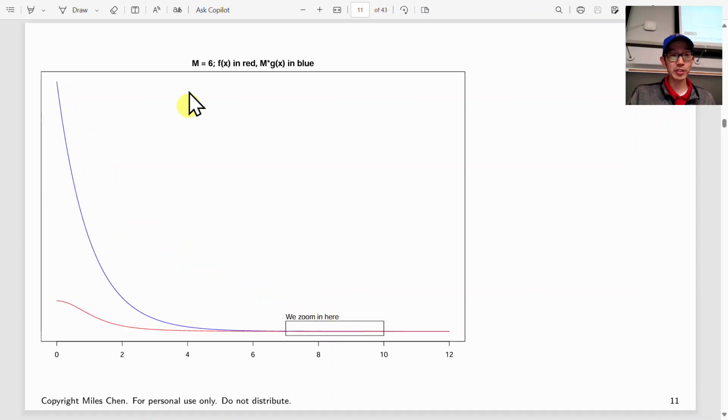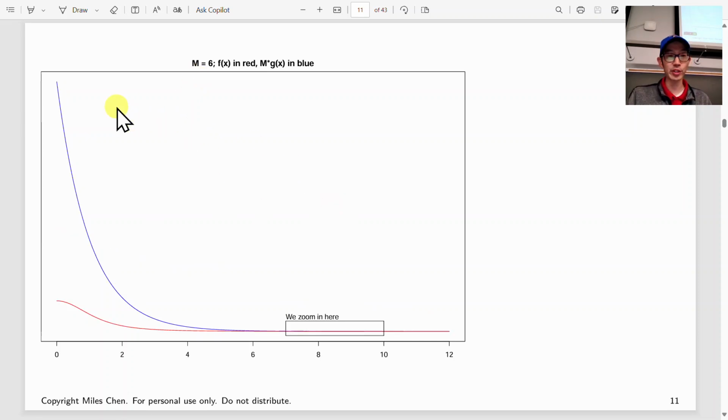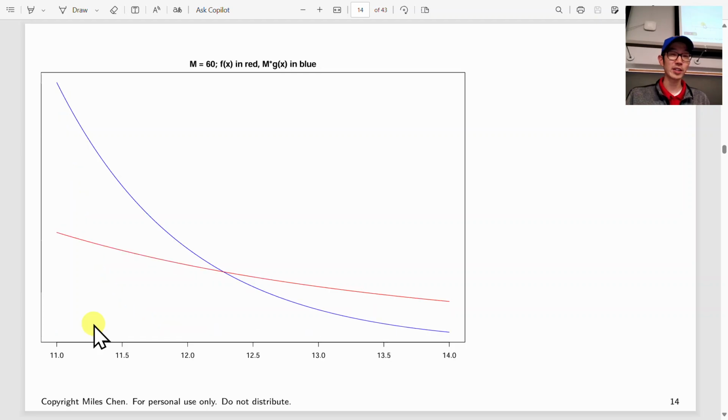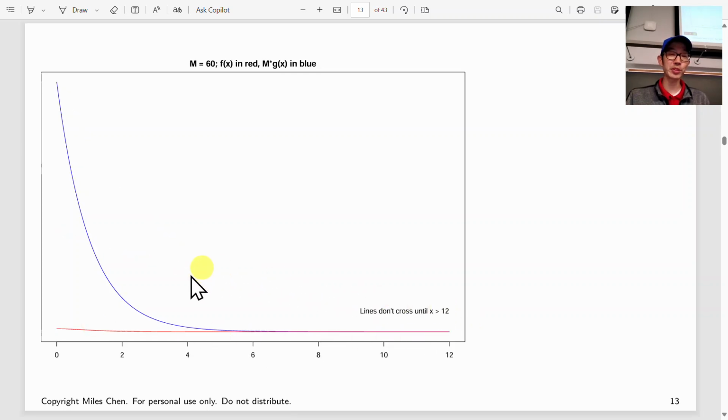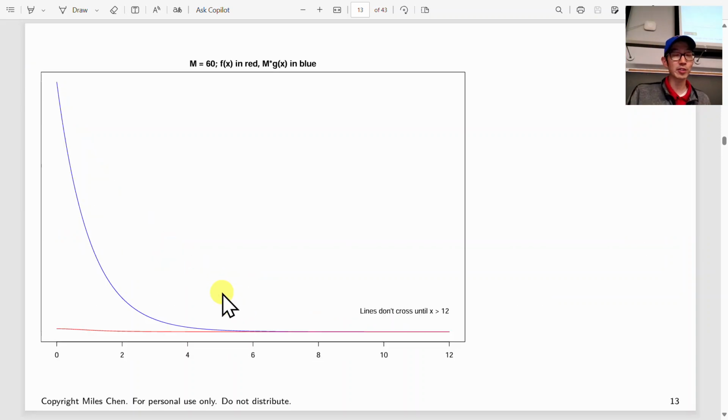Okay, and you can keep trying larger and larger values of m. If you try m equal to 6, around 8 you run into that problem, and you can start to see even with m equal to 6, well, okay, and then here's m equal to 60, right? And at m equal to 60, it still crosses, okay? It's not until it's around 12.